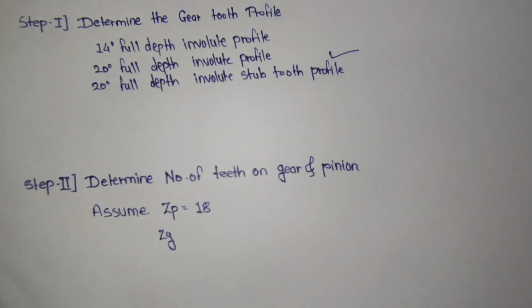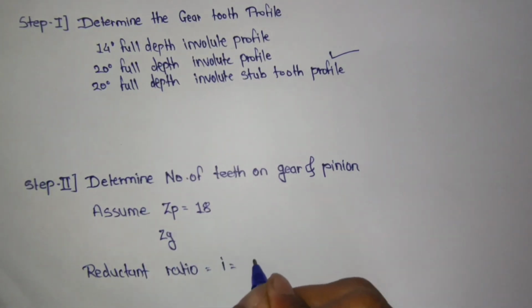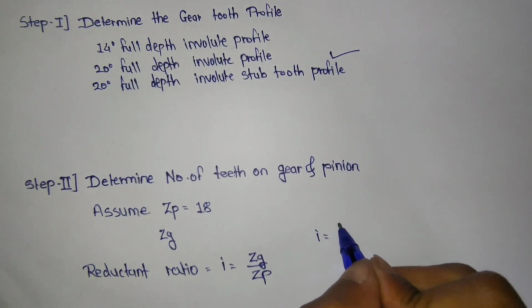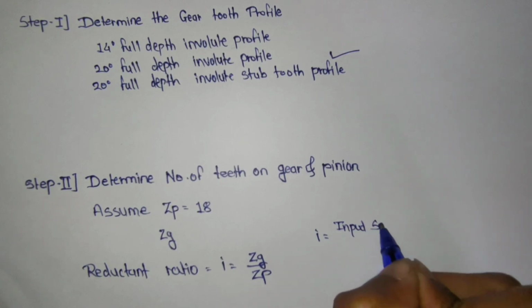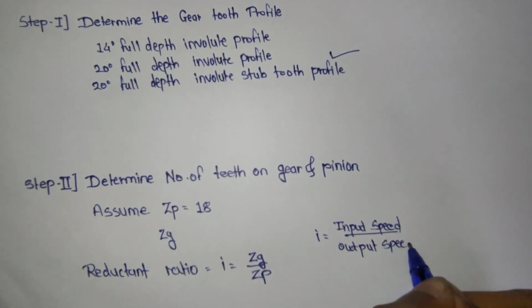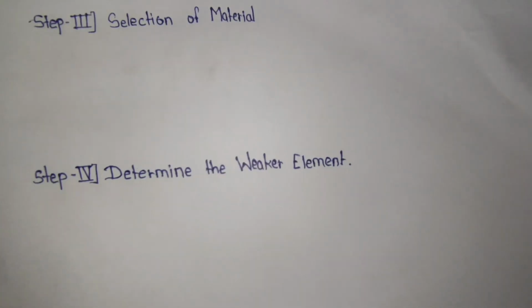So by using the formula of velocity ratio, we have to calculate the number of teeth on the gear using i is equal to ZG divided by ZP. Using this formula we can calculate ZG, and if we want to find i, we have to use input speed divided by output speed, which is given in the example.